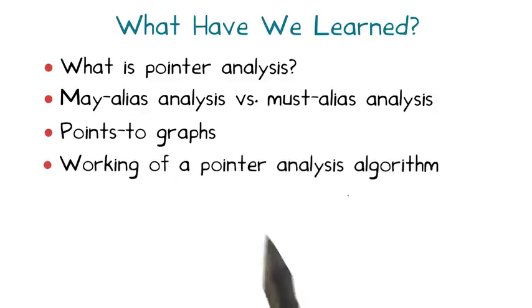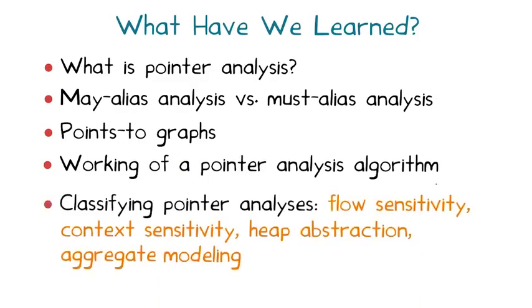You saw how a particular pointer analysis algorithm, namely the chaotic iteration algorithm, works to build a points to graph for a program. And you learned different dimensions along which pointer analysis algorithms may vary, including whether they remain sensitive to control flow and calling context, the kind of heap abstraction they use, and how they model aggregate data such as arrays and records. With this knowledge, you should be able to implement a pointer analysis algorithm for a simple programming language, and you should be able to determine the costs and benefits of different types of pointer analyses.